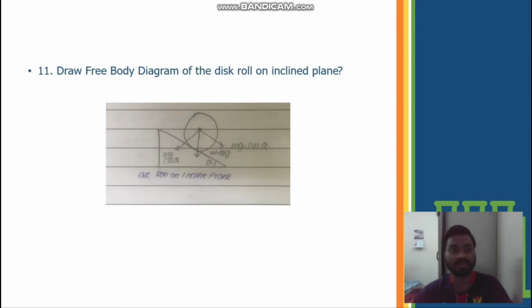Okay, let's see the number 11 question, which is to draw the free body diagram of the disk rolling on the inclined plane. This is the free body diagram that we drew. This is the disk rolling on the inclined plane. The weight is acting downwards as the gravitational force.